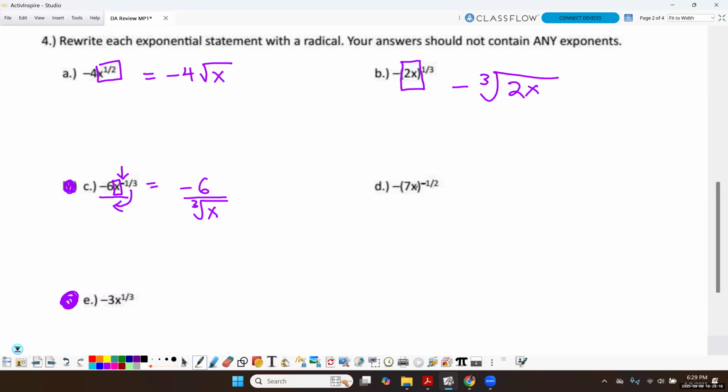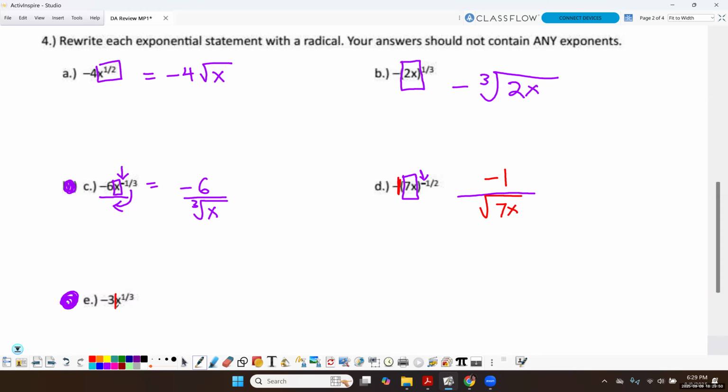All right. Letter D is kind of similar to letter B with a little splash of letter C. The exponent is on the 7x, so the whole 7x is going to be under a square root. But because we have this negative exponent, it's going to need to go in the denominator. So the question really becomes, what goes in the numerator? Well, there's like a 1 here, so the numerator is going to be -1, and the square root is going to go underneath. So my answer is going to be -1 over the square root of x.